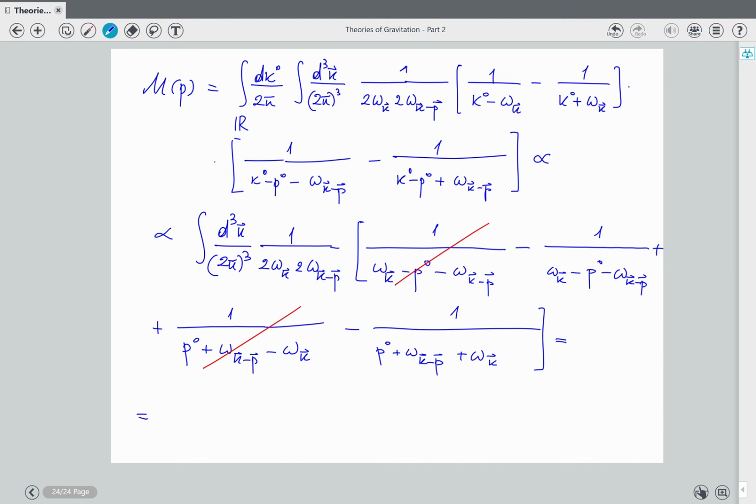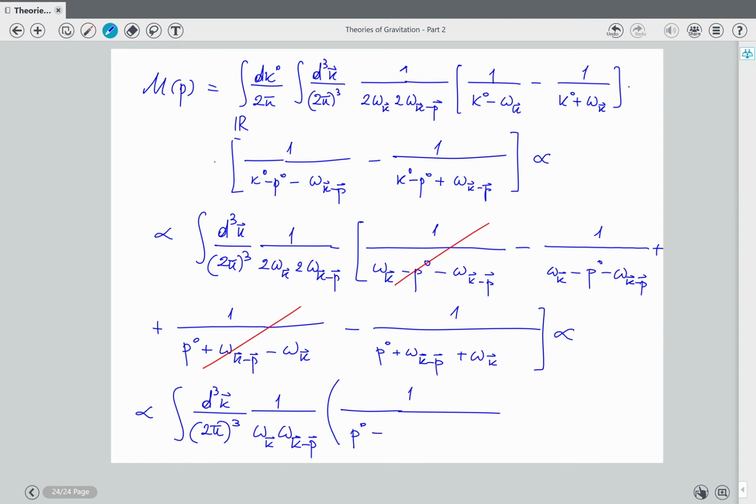And so you have, still proportional to, let's forget about the factors, which are not important here, the integral d3k over 2 pi cubed, 1 divided by omega k minus p, and then the sum of two contributions: 1 over p0 minus omega k minus omega k minus p, minus 1 over p0 plus omega k plus omega k minus p. So those are the two singularities.